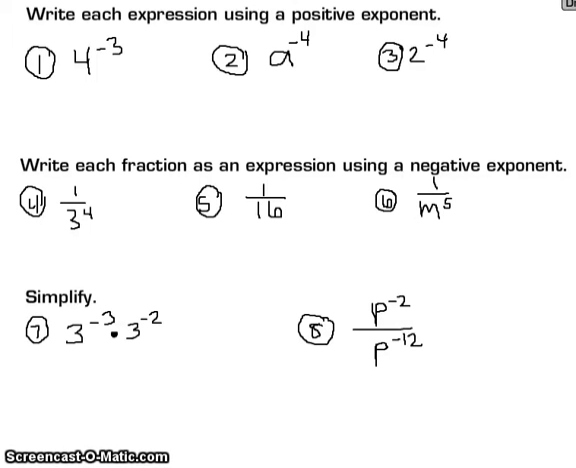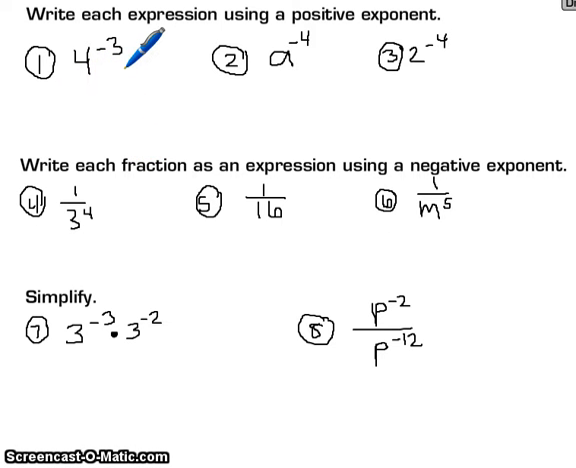Here's some examples of looking at your negative exponents and how to apply them. So first we're going to do a few where we're taking each expression and instead of having it with the negative exponent, we're going to change it so that we're writing it with a positive exponent at the end. So for number 1, 4 to the negative third power.